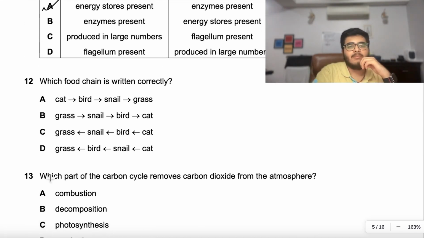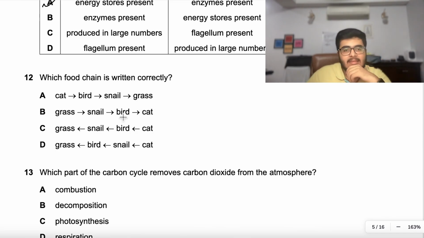Moving on to question number 12, which says which food chain is written correctly. Cat eats a bird, okay. Bird eats a cat. Okay, one tip to remember in a food chain is wherever the arrow is, just remember that organism is going to the stomach of that animal. So if the arrow is towards this side, it means the cat is going inside a bird, not the bird inside a cat. So the cat is eaten by a bird. Cat is going to the stomach of the bird. Bird is going to the stomach of the snail. This is not factual, this is not common-sense possible. So A cannot be the answer.